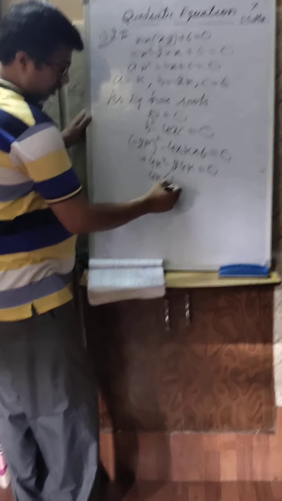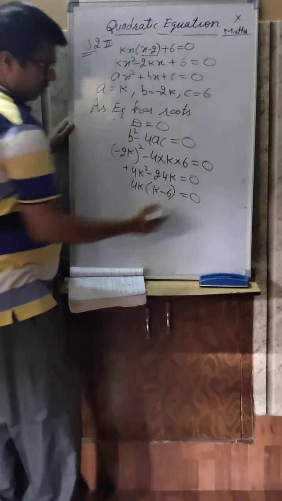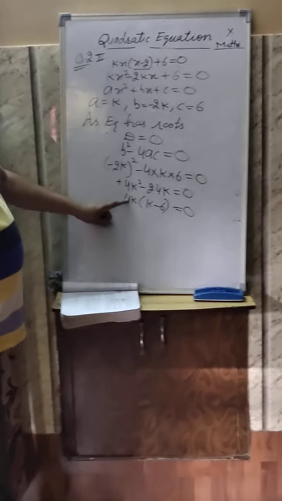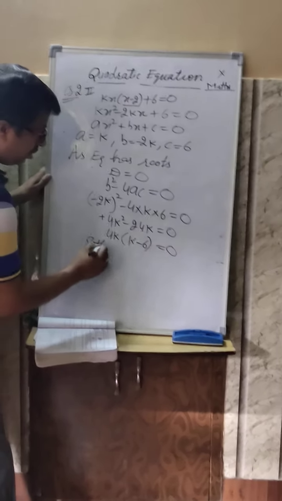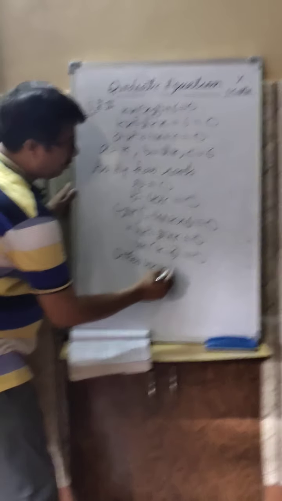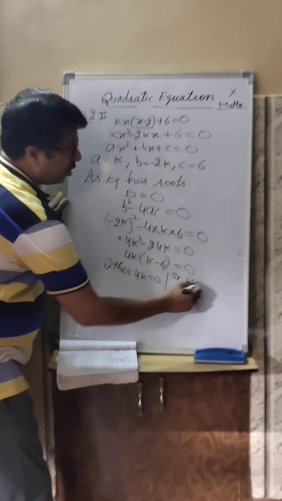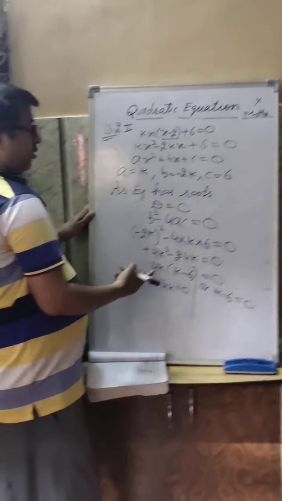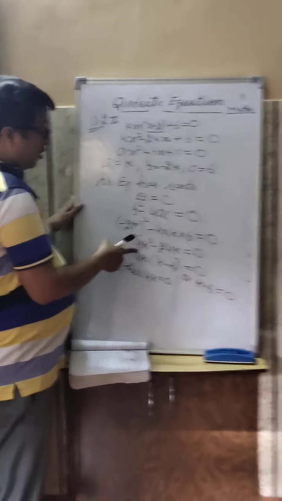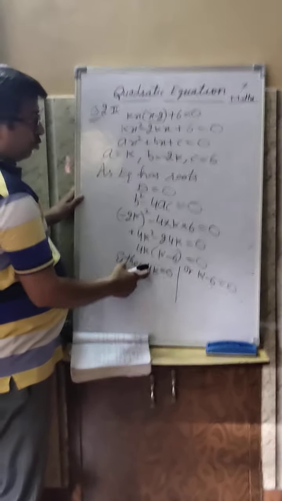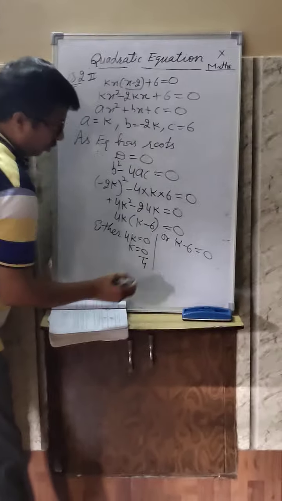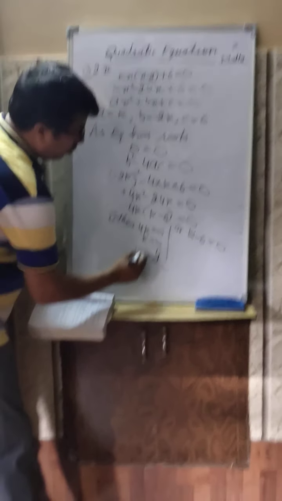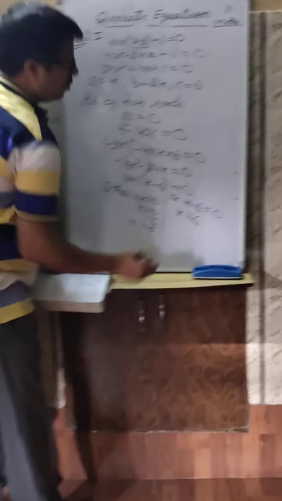Now 4k common, k minus 6 equal to 0. You can see 4k common, k minus 6 equal to 0. So the product of these two, you can say either 4k equal to 0 or k minus 6 equal to 0. Because here you see it is power 2, so 2 values of k will come. So k is equal to 0 by 4, which is 0, and here k is equal to 6.